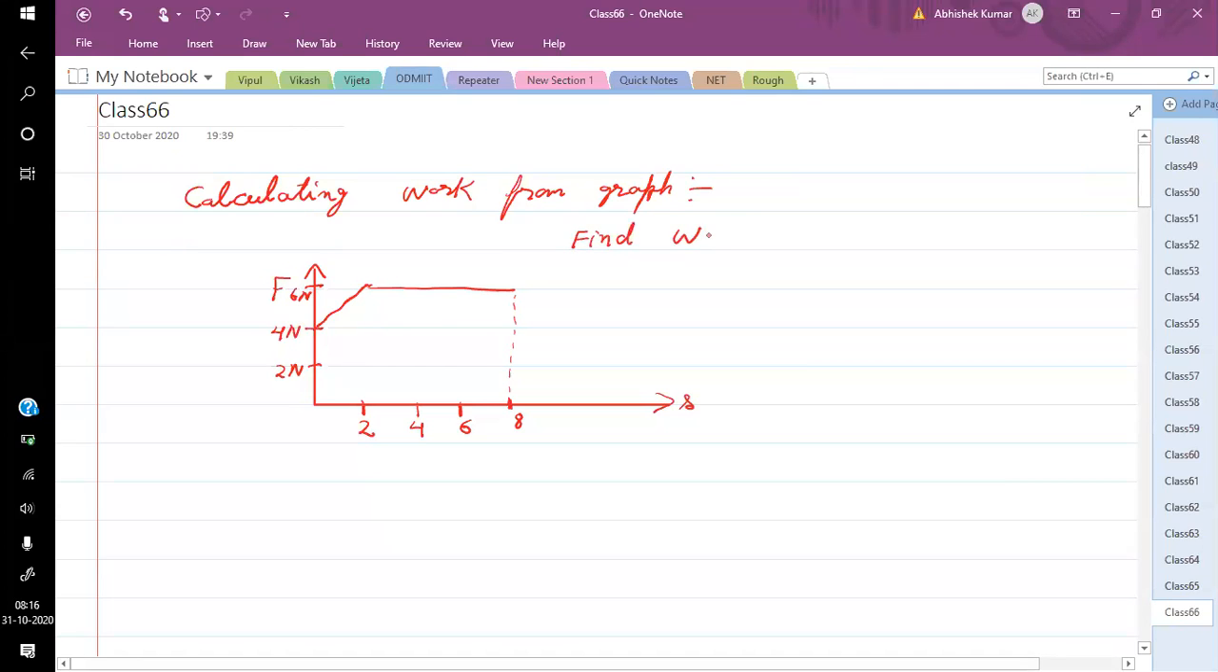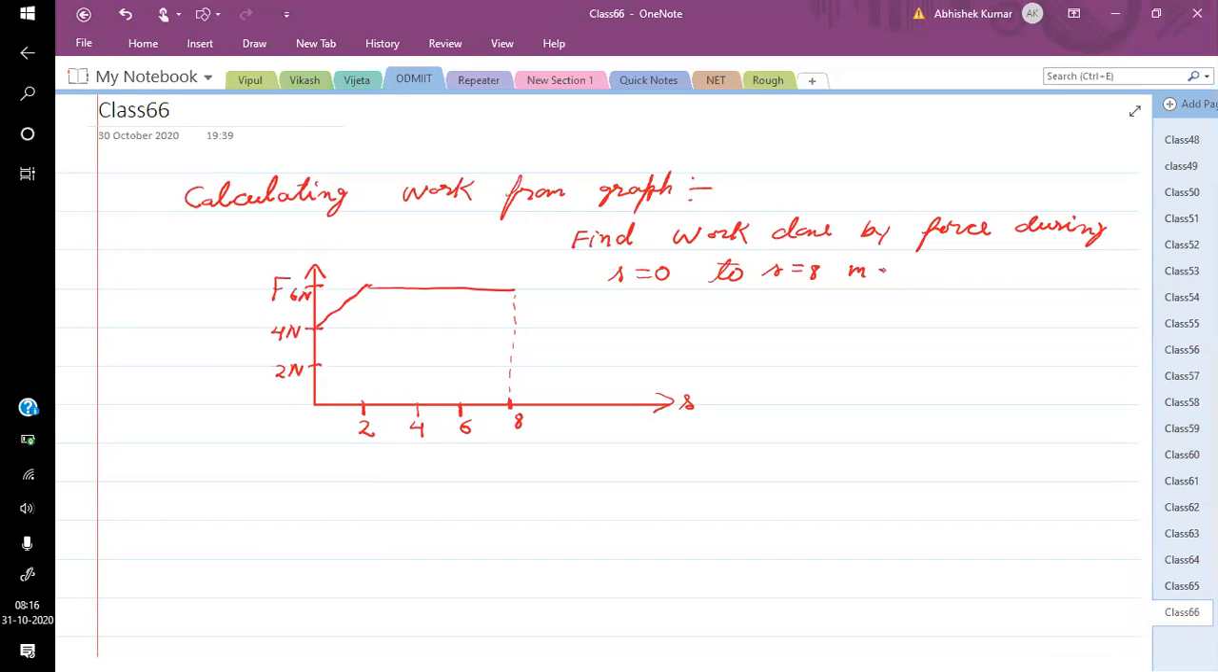by force during displacement s equal to 0 to s equal to 8 meters. Okay, so we know that the F-s graph area gives the work, so we have to directly find the area.